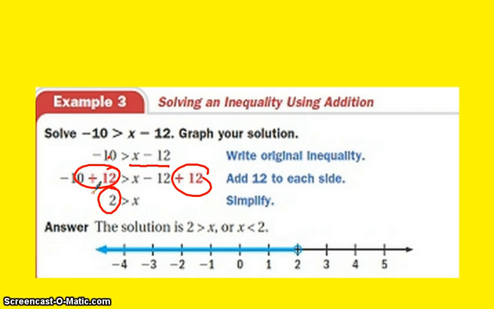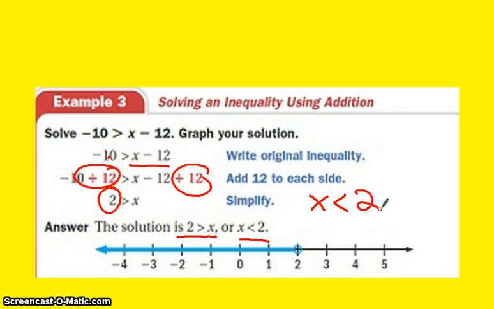So one thing we want to talk about right now is you can see they've got the solution written this way, where the arrow points at the x. It's greater than the x. What we want to try to do is write it with the variable on the left-hand side, like they've done here. So what we're going to do is flip it. So we're going to make it x is less than 2.